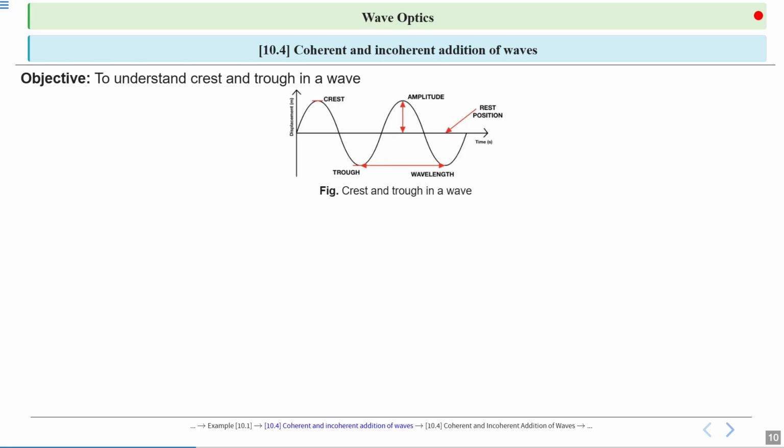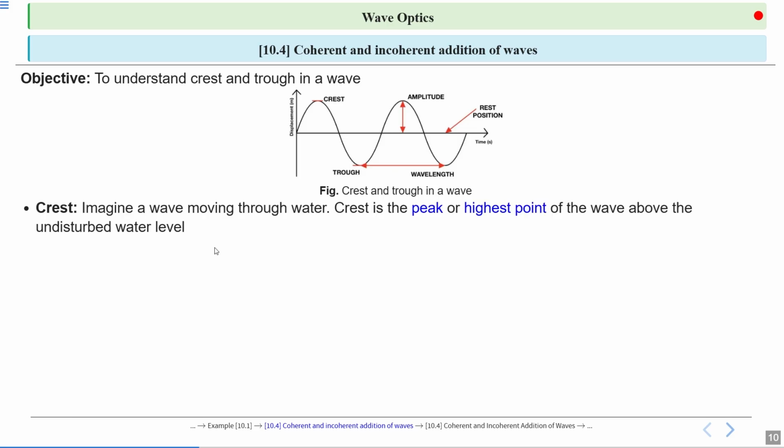Now, to understand crest and trough in a wave, you can see in the diagram, the maximum displacement in the positive direction is called the crest. This point. The maximum displacement is the amplitude, but the highest point is called the crest and the lowest point is called the trough. The distance between two troughs, or between two crests, is known as the wavelength.